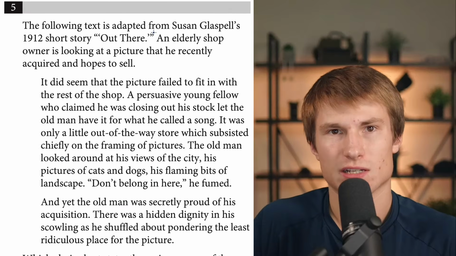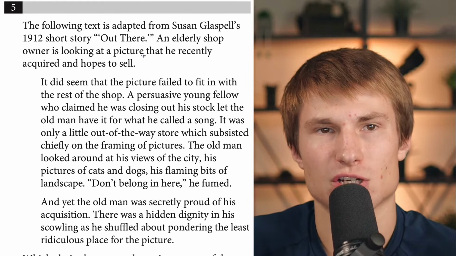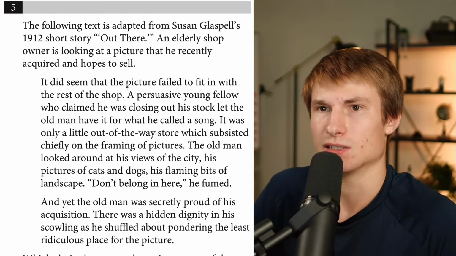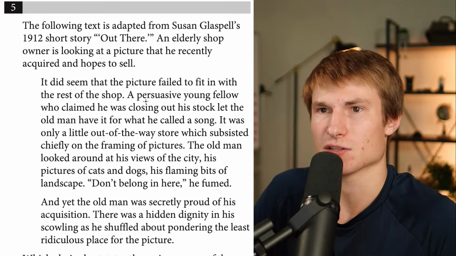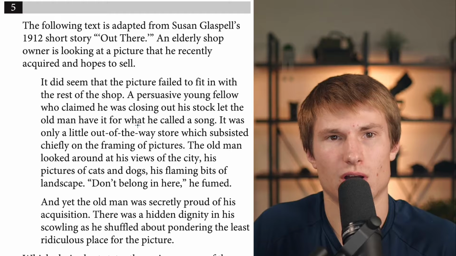Question 5. The following text is adapted from Susan Glaspell's 1912 short story Out There. An elderly shop owner is looking at a picture that he recently acquired and hopes to sell. It did seem that the picture failed to fit in with the rest of the shop. A persuasive young fellow who claimed he was closing out his stock let the old man have it for what he called a song. It was only a little out-of-the-way store which subsisted chiefly on the framing of pictures.